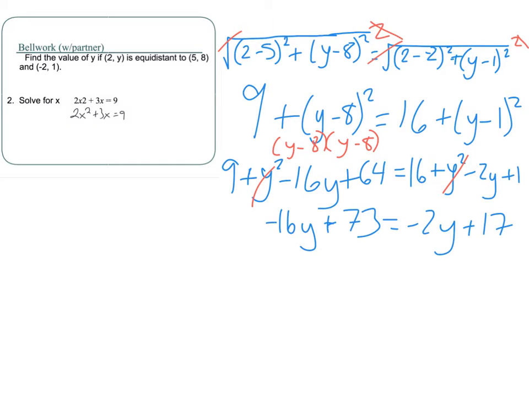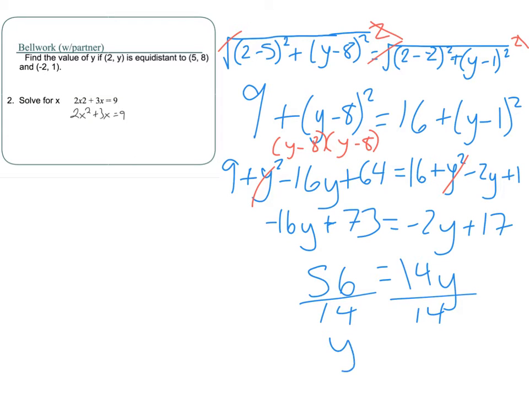Awesome. All right, I'm going to get my y's on one side and the number on the other. So I'm going to add 16y to keep it positive. That will give me 14y over here, and I'll subtract 17, which gives me, what, 56? If I divide that by 14, what do I get? I believe you get 4. Yeah? I think so. y equals 4. So in this case, there's only one solution. A lot of the ones that we dealt with were two solutions. In this case, just one. Those squared terms cancel out, therefore eliminating the possibility of two different answers.